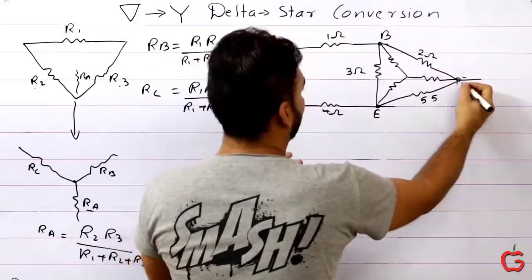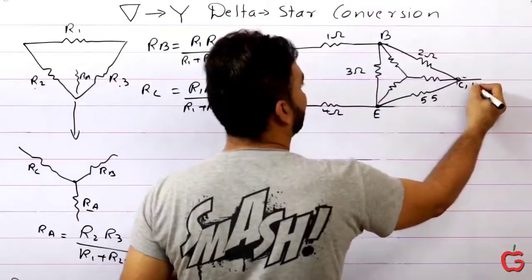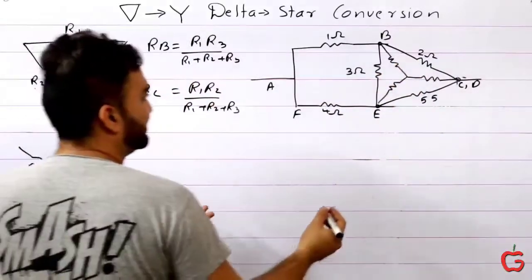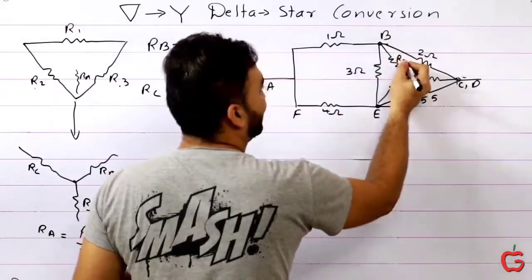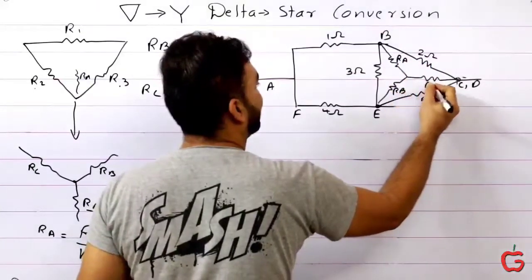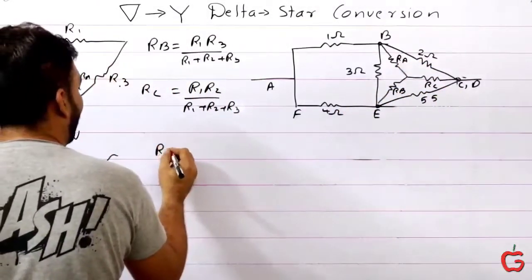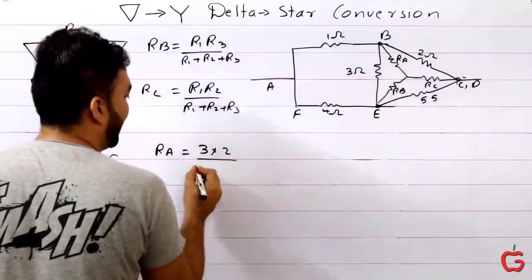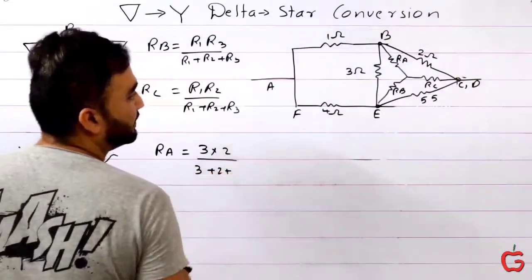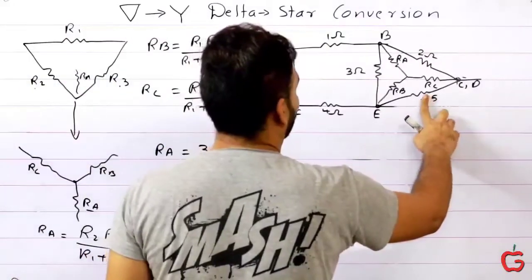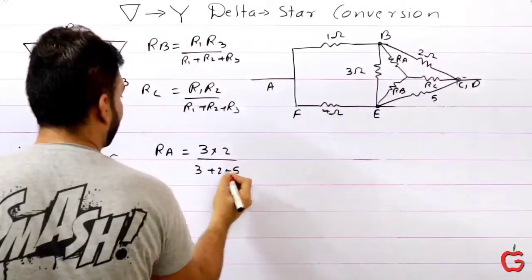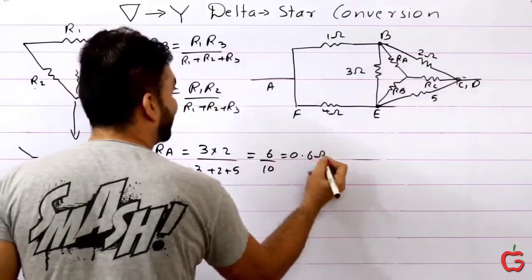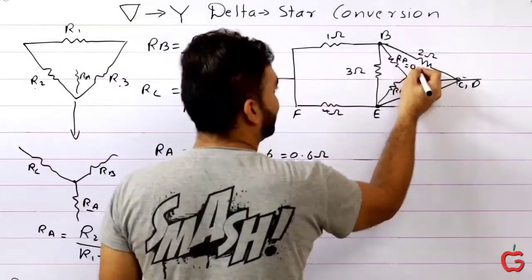What was the name for this? C or D, same thing. Now we will name these RA, RB and RC. Let this be RA, let this be RB, let this be RC. RA is the adjacent ones, so that is 3 times 2, over 3 plus 2 plus 5. I have written 5 by mistake. So 3 plus 2 is 5. So this is 6 by 10, so 0.6 ohm. RA is 0.6 ohms.